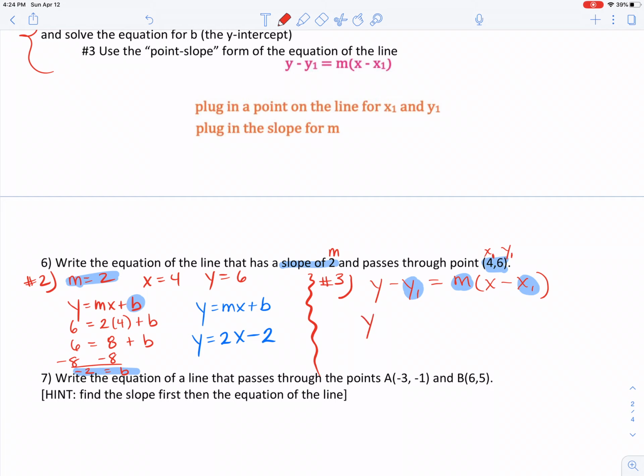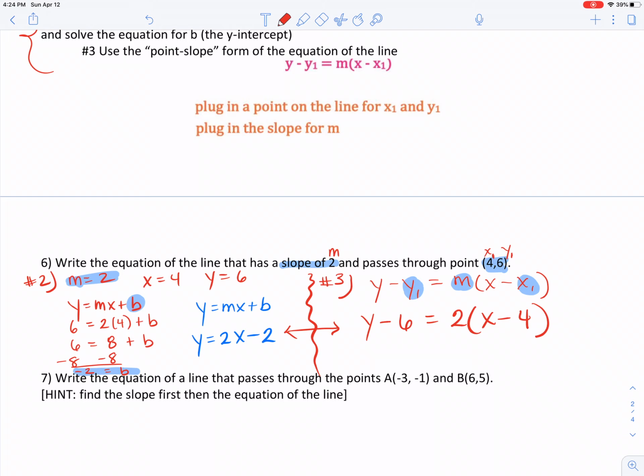So I'm going to put in y minus the 6. If it was a negative 6, I'd be putting minus negative 6, so it would say y plus 6, equals the slope 2 times x minus x1, which is 4. These two equations are equivalent equations written in different forms. This didn't specify which way to write the equation.